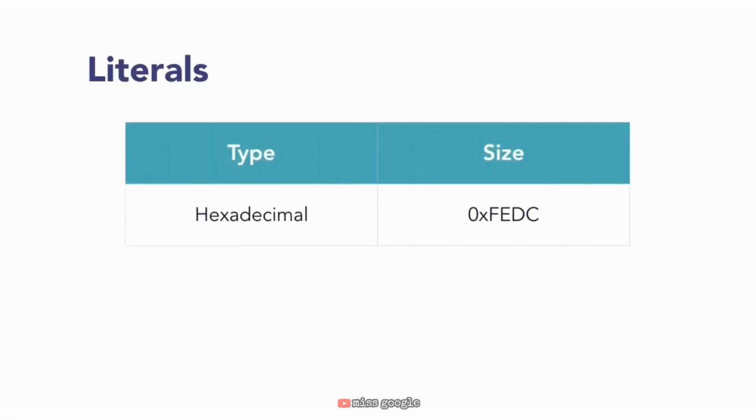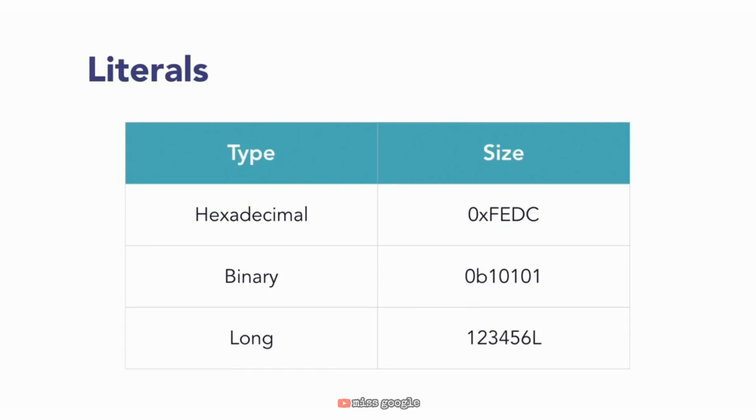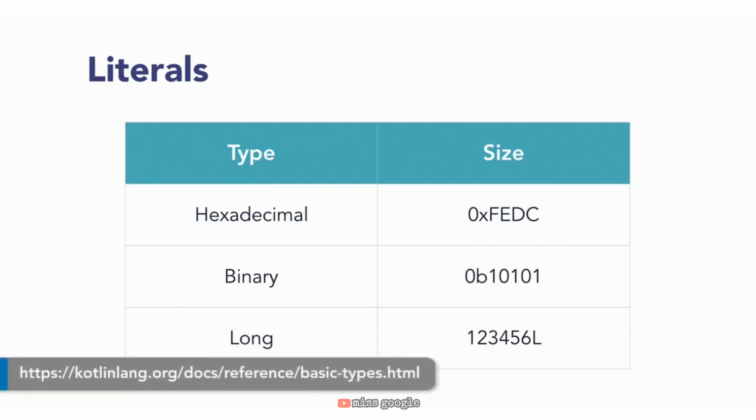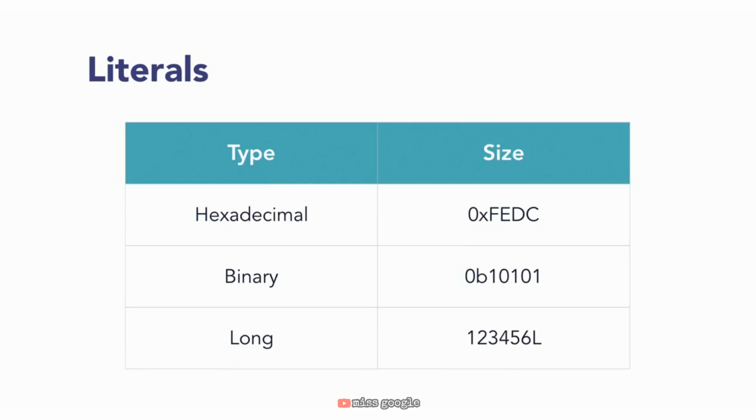Kotlin supports hexadecimal, binary, and long constants. Add a capital L to the end of a number to make it a Long. Prepend a number with 0x for hexadecimal or 0b for binary. Like all modern languages, Kotlin has robust support for a variety of numeric data types. If you'd like more information, please check out the Kotlin online documentation.